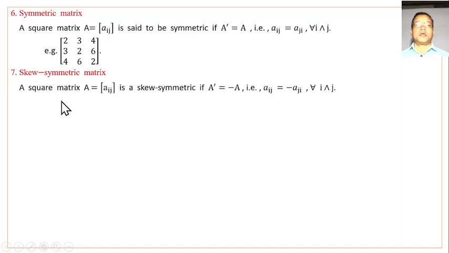Skew symmetric matrix. A square matrix A is a skew symmetric matrix if A transpose is equal to minus A, that is A ij equals minus A of ji for all i and j. In a skew symmetric matrix, the element in the ith row and jth column and the element in the jth row and ith column have the same magnitude but opposite signs.